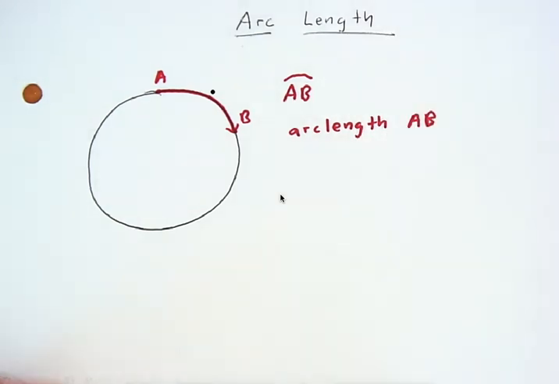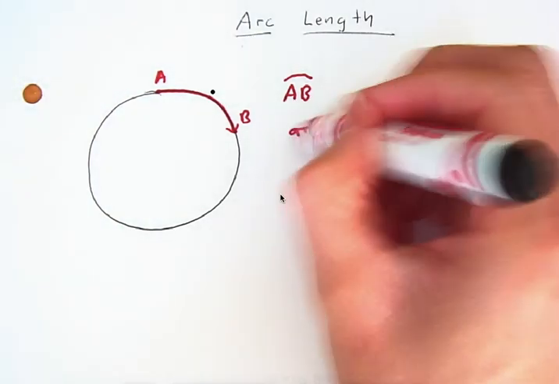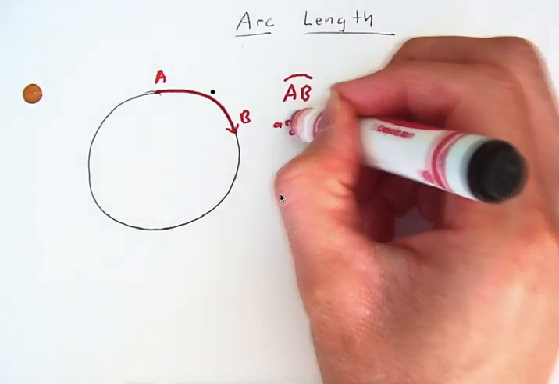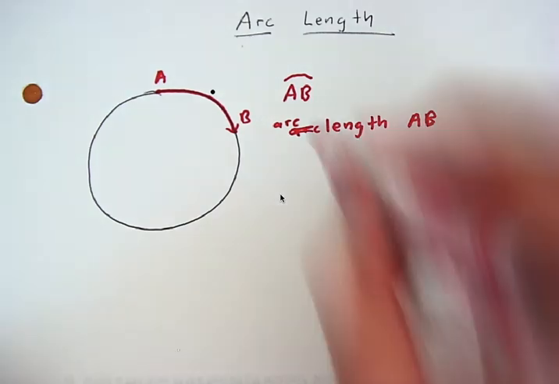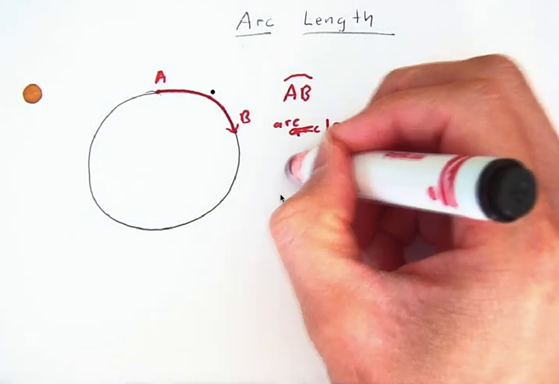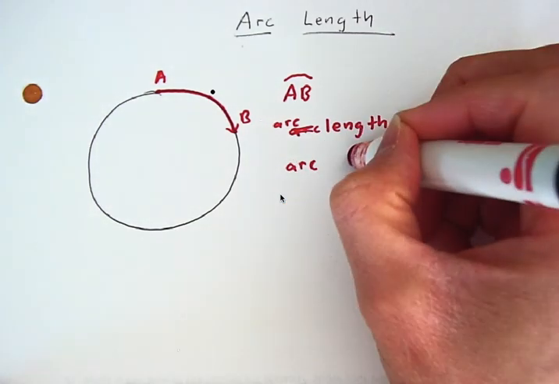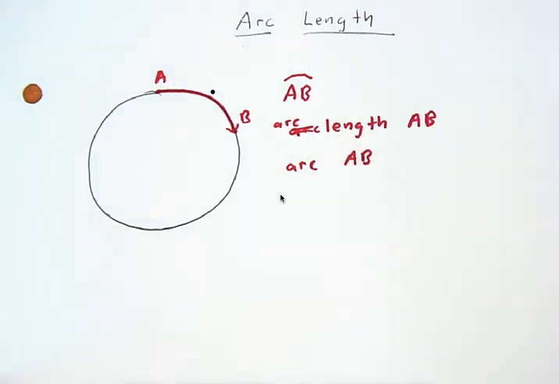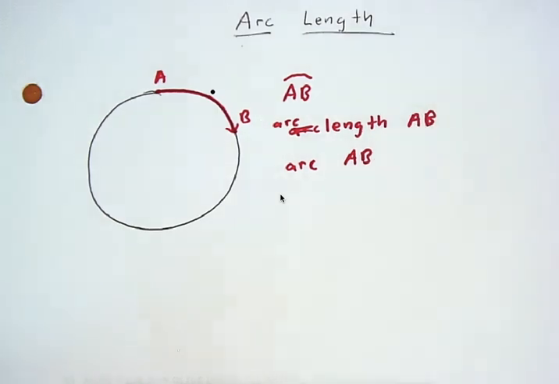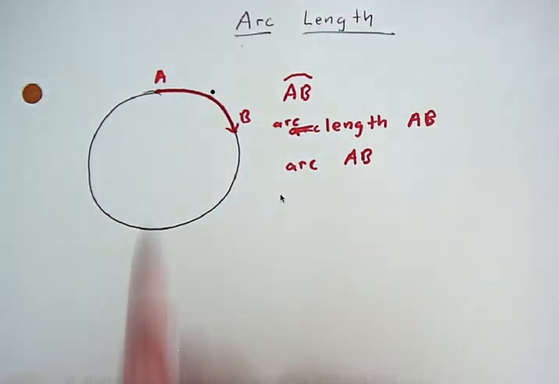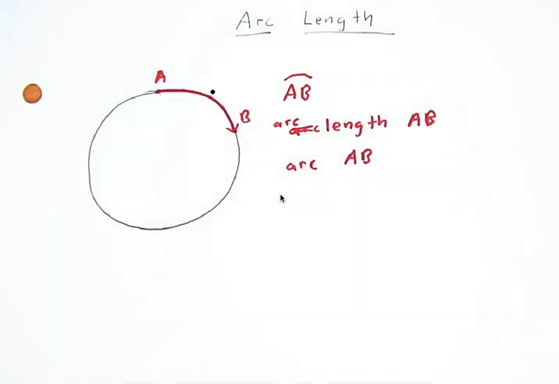This should actually be two words, arc length AB. Also, this is also called an arc. So sometimes people don't write the length part. So this, and this all mean the same thing. All that means is the length going from A to B.